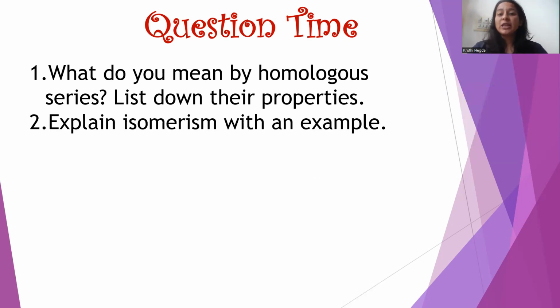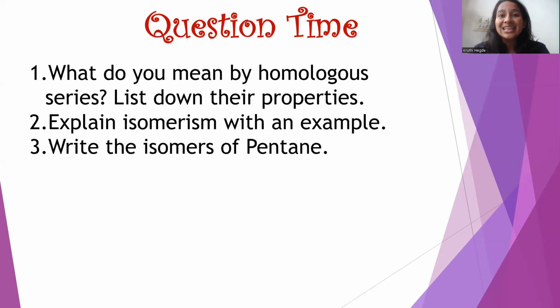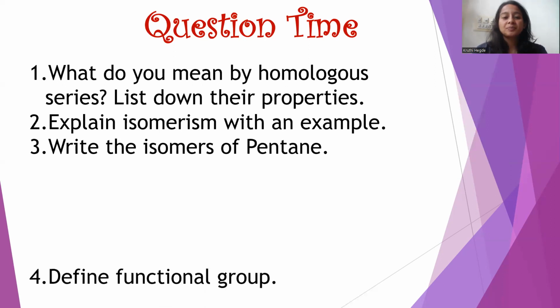Explain isomerism with an example. What do you mean by isomerism? Write an example for isomers. You can take butane and write its isomers, which are 2 in number, or you can take pentane and write its isomers, which are 3 in number. Moving ahead, write the isomers of pentane. In case of pentane, there will be 3 isomers. I have drawn and shown them in the previous video. If you have not seen it, please watch the video to know about isomers of pentane.